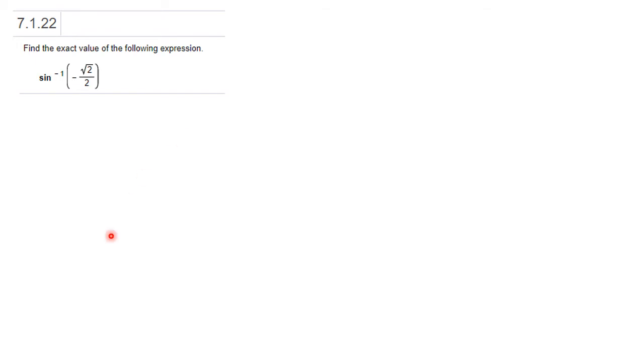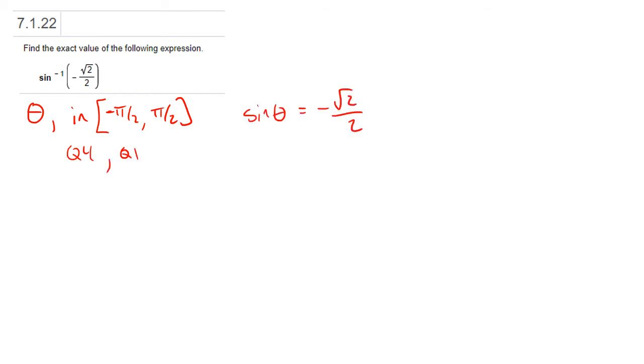Okay, so again, we're going to try to find the arcsine of minus root 2 over 2. So we're looking for an angle. Because we're dealing with an arcsine, it's in minus pi over 2 to pi over 2, in quadrant 4 or quadrant 1, and the sine of that angle is minus root 2 over 2. That is what arcsine of minus root 2 over 2 means.